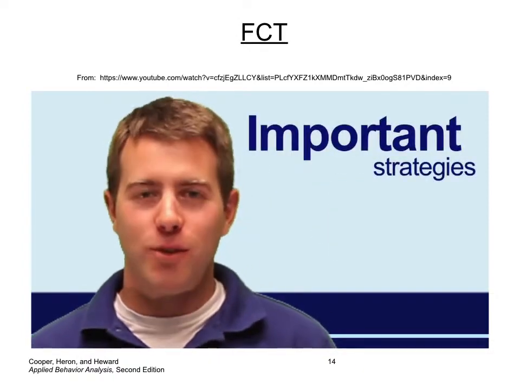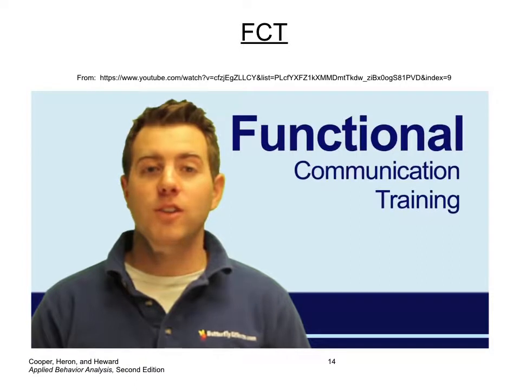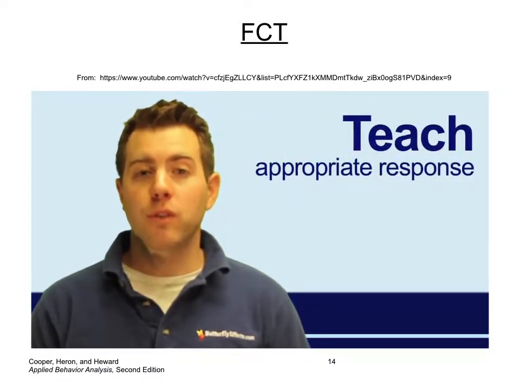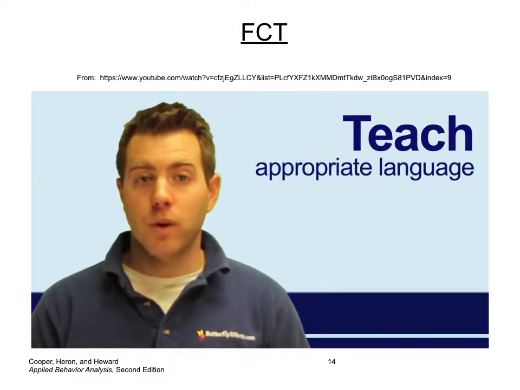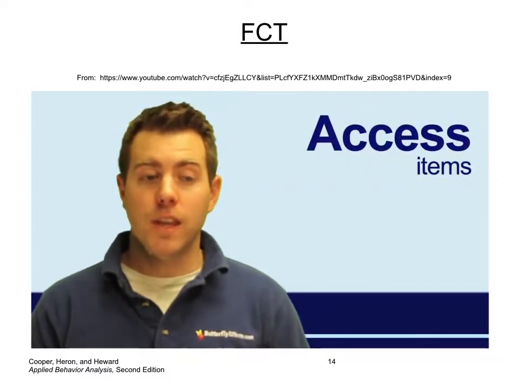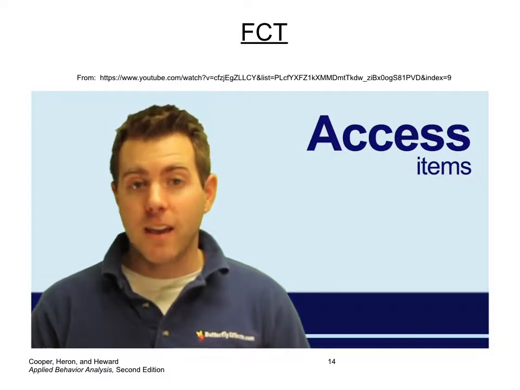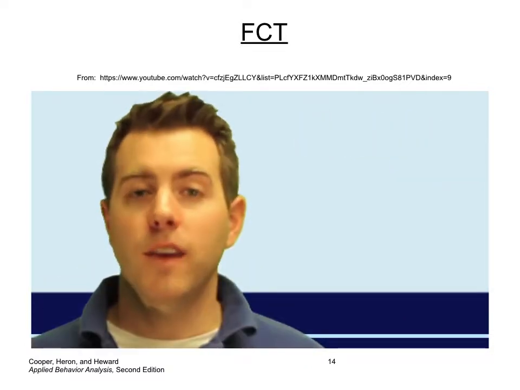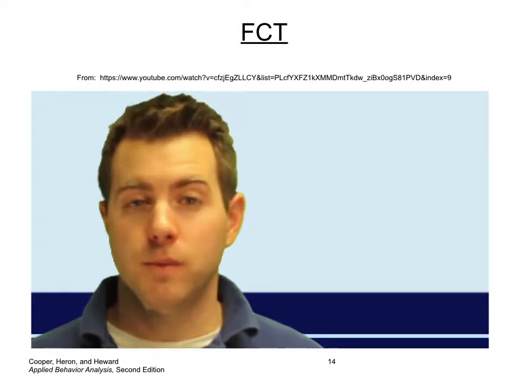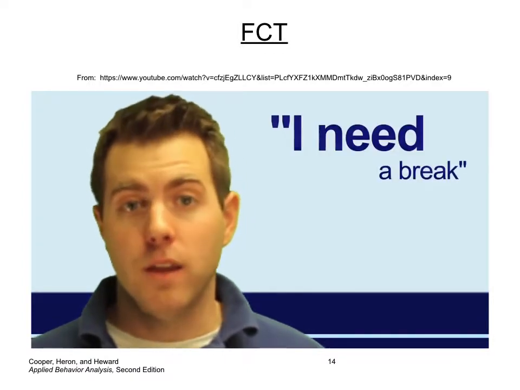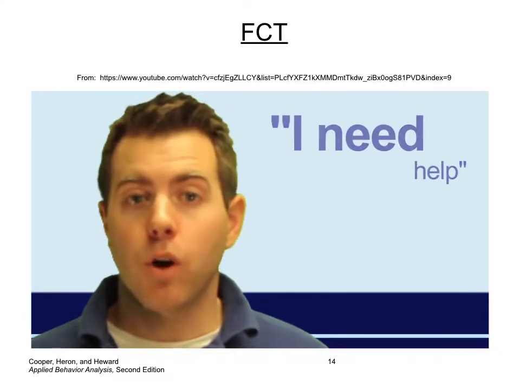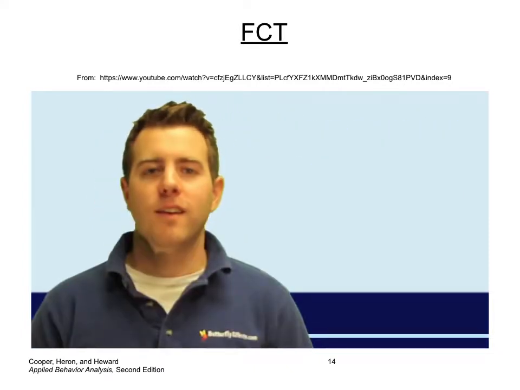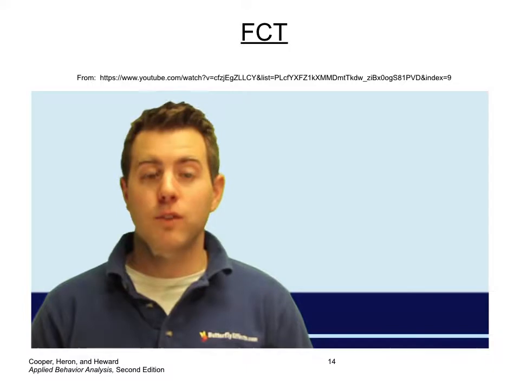important strategies to utilize. Functional communication training is utilized to teach an individual to use an appropriate response or appropriate language to access items they need or desire instead of using problem behavior to access these items. Examples of functional communication responses are, I need a break, I need help, or 1 more minute, please. Please watch the following video of a student's problem behavior during a work task.